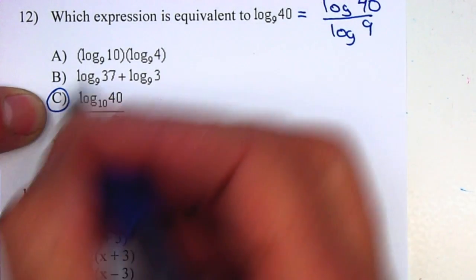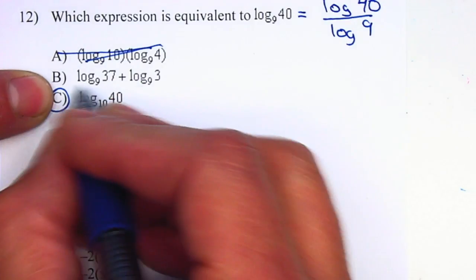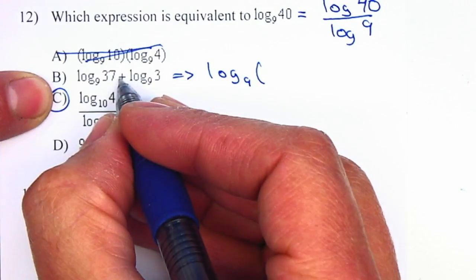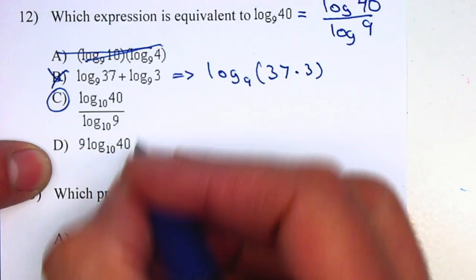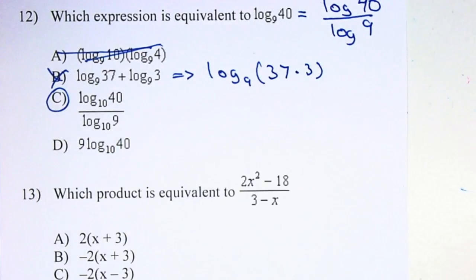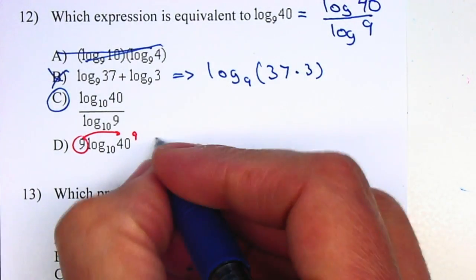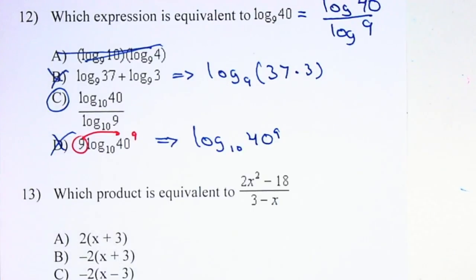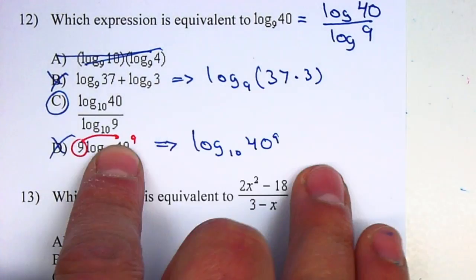Perfect. Now we know A is not the answer. If we want to combine or condense both logs into one, log base 9, because there's an addition, we're going to have to multiply. 37 multiplied by 3. So that's not it. If there's a coefficient, the power property allows us to move it as an exponent. So basically it becomes the log base 10 of 40 to the 9th power. That's not true. So your answer is letter C. And that's usually the first thing that I check. If I see that there's a change of base, I want to make sure that it matches.